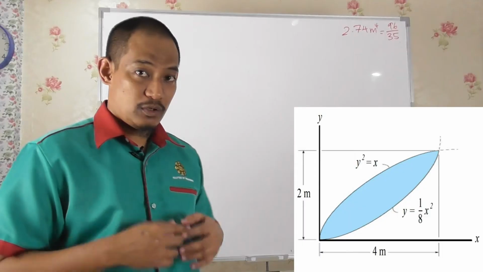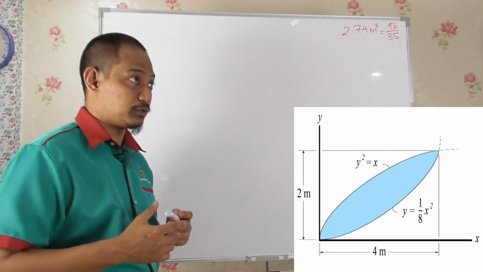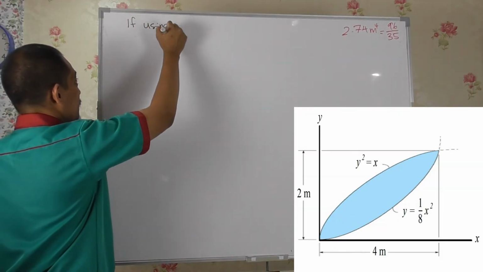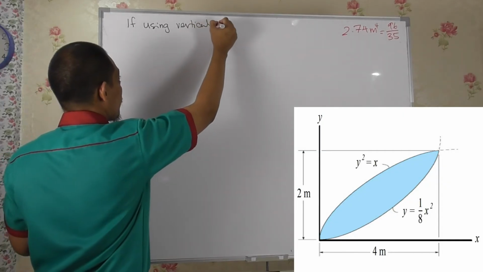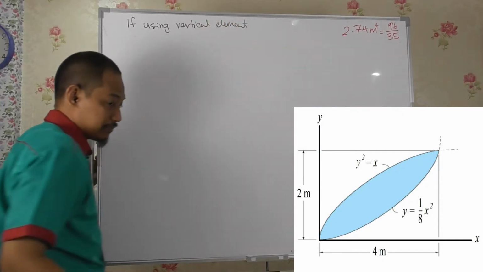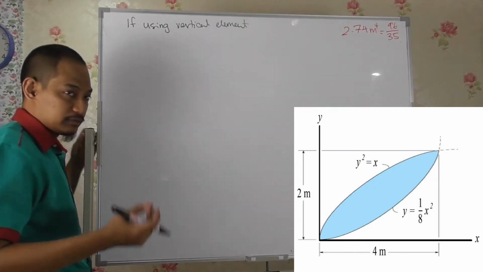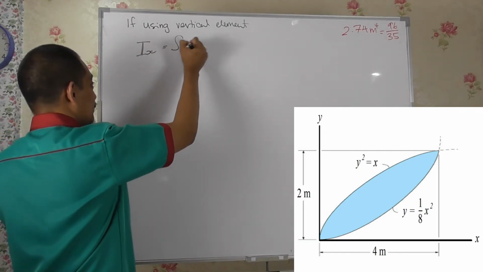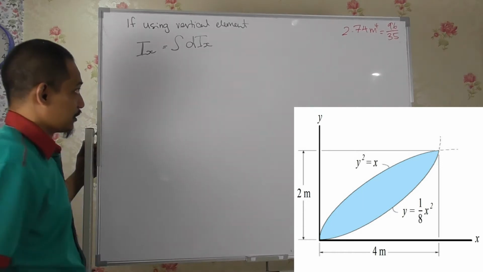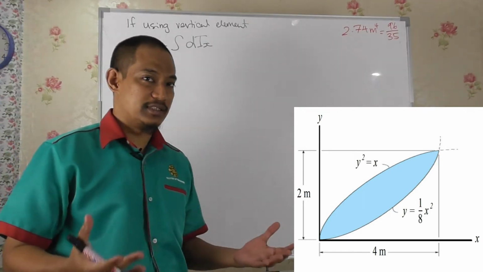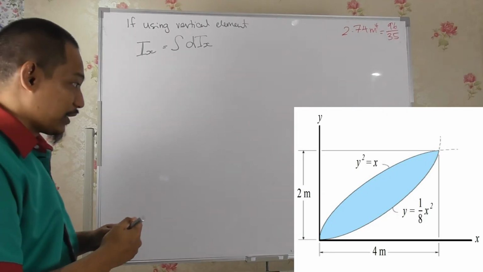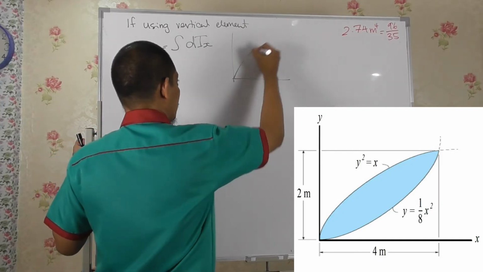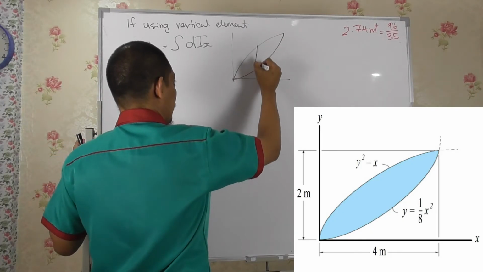So, all right, still for the same question, but if we want to use a vertical element. For a vertical element, if you want to calculate Ix, the moment of inertia about the x-axis, the equation will basically be the integration of dIx. So you have to establish first what dIx is. That is where you have to use the parallel axis theorem. First and foremost, we have to imagine this first, because this will be the element.